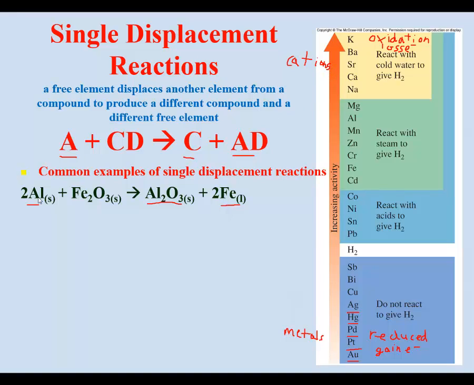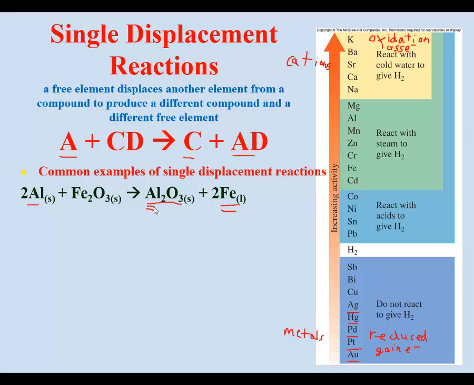So if I look at aluminum, well, aluminum on the list is right here. If I look at the iron, on the list it is here. And so if I compare aluminum and iron, aluminum would rather be a cation more so than iron, so it can undergo a single displacement reaction. Whichever metal is lower on the list will end up as the elemental metal. Whichever metal's higher on the list ends up as a cation in the compound. Okay? So that's what I'm looking at.